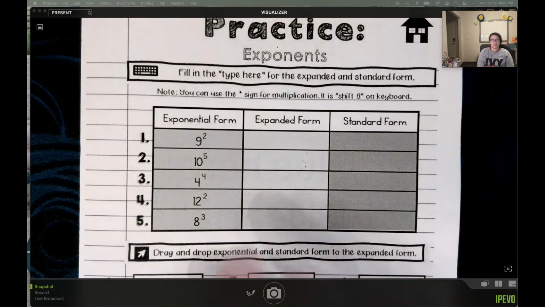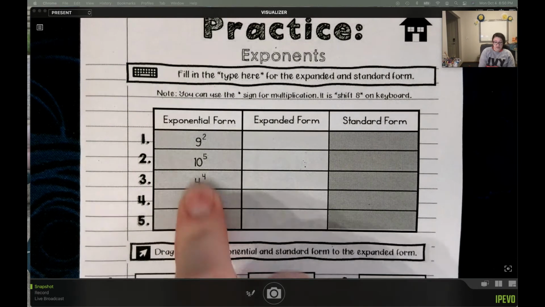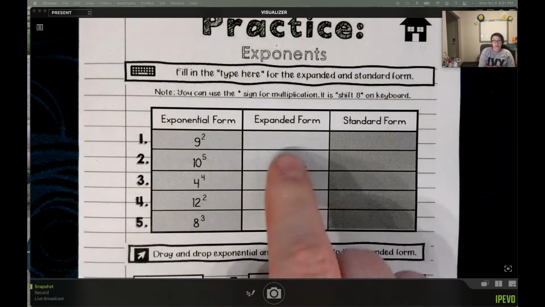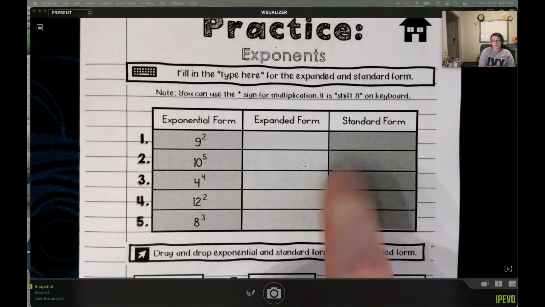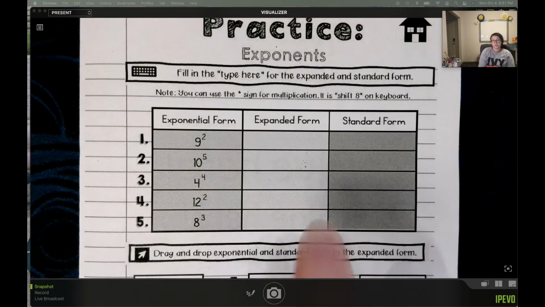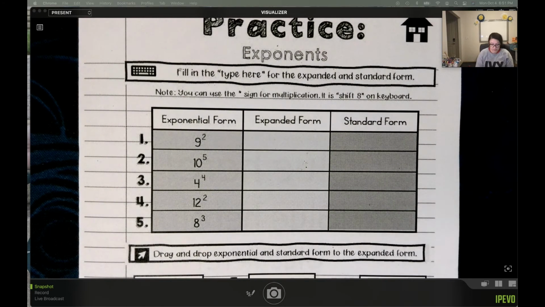So for this top part, I give you numbers in exponential form, and I need you to write them in expanded form and standard form. Let's do the first one together.